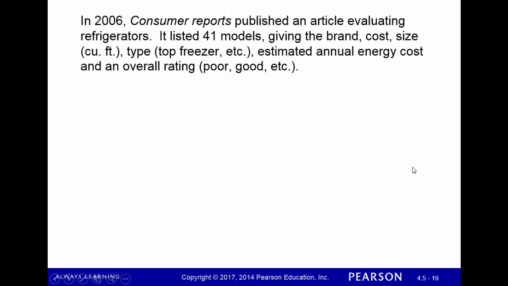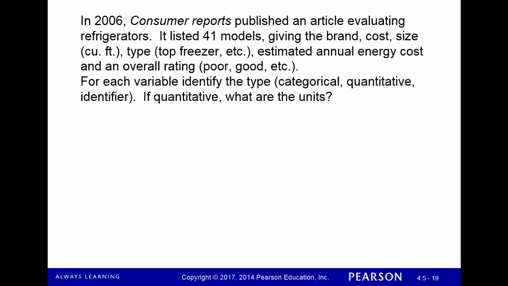In 2006, Consumer Reports published an article evaluating refrigerators. It listed 41 models, giving the brand, cost, size, type, estimated annual energy cost, and an overall rating. For each variable, we want to identify the type, and if it's quantitative, what are the units? So we'll start with the model. There's 41 models, so model is going to be an identifier variable.